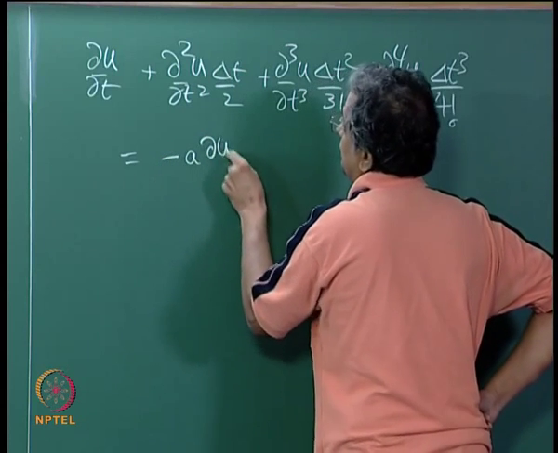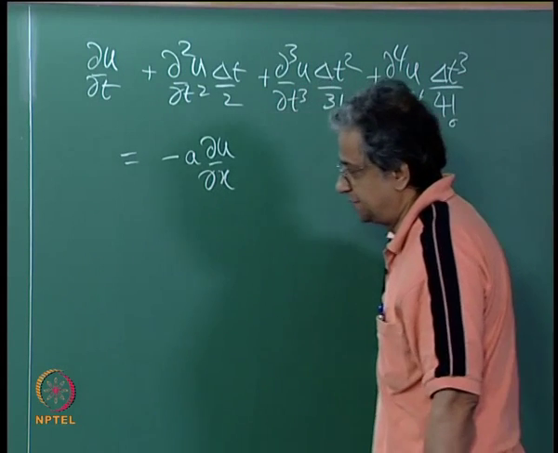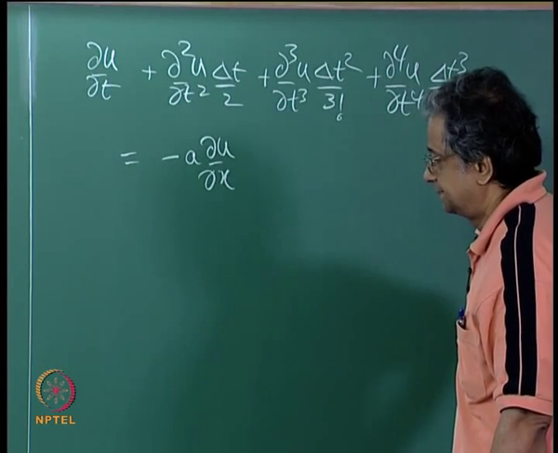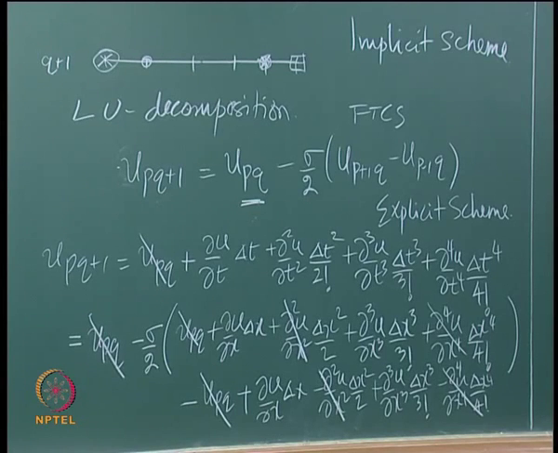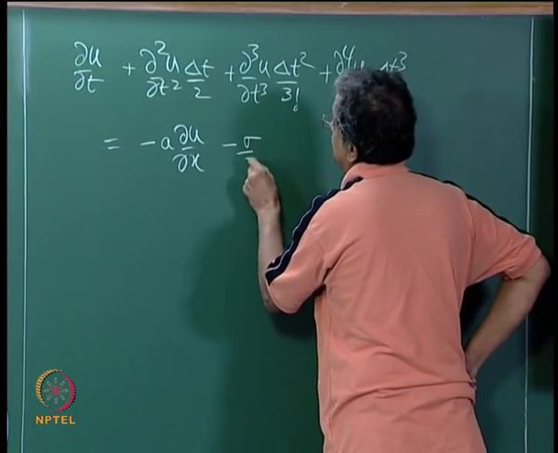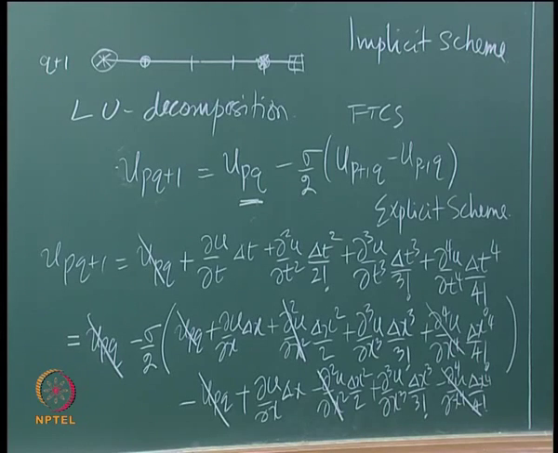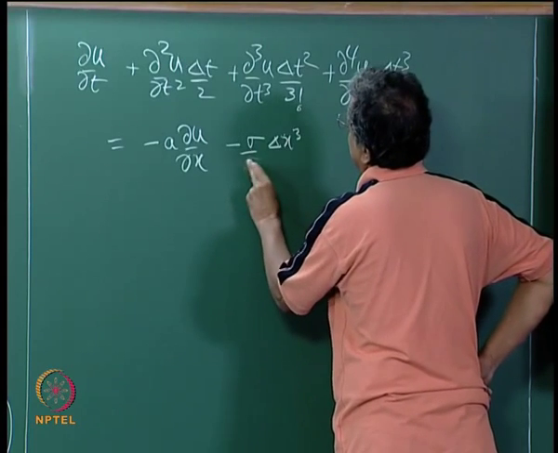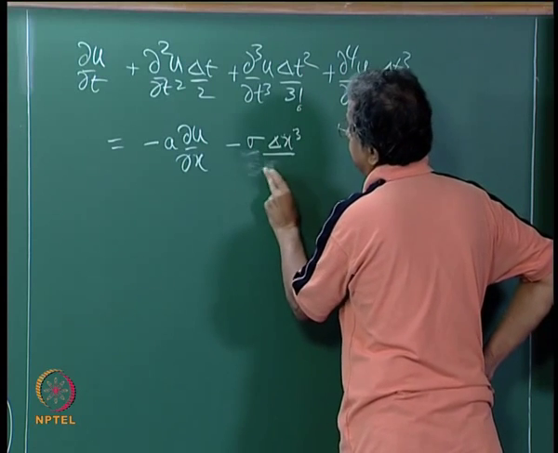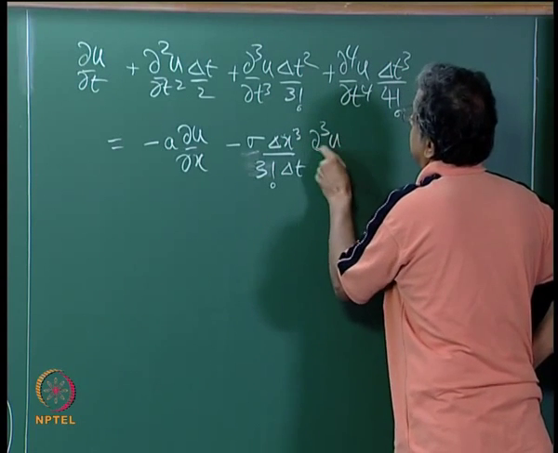minus a dou U dou X, that is the first term. There are two of them, so minus a dou U dou X, okay. Then what else do we have? Minus sigma by 2, minus sigma by 2 delta x cubed. The 2 will go away because you will get 2 of these by 3 factorial times delta t, dou cubed u by dou x cubed.